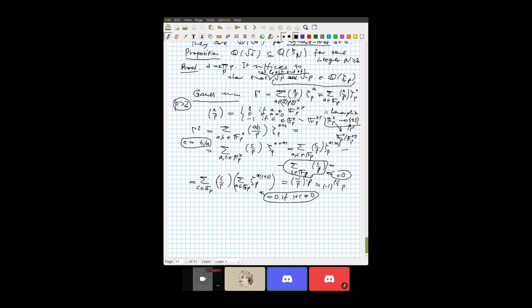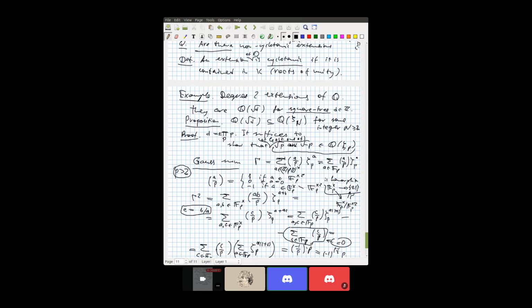Okay. So you see that we have constructed... So the conclusion is that gamma gives us the square root of this element, which is plus or minus p, and that's what we wanted. So the conclusion is that any quadratic extension is cyclotomic, so it is contained in a field obtained by joining some root of unity.